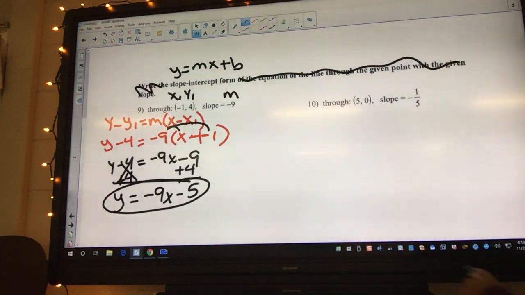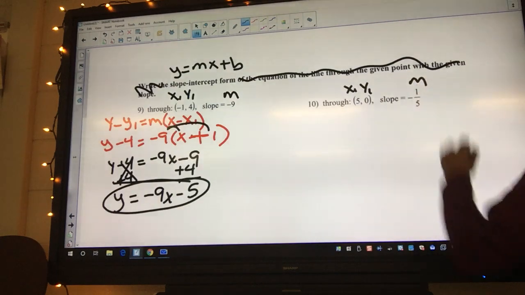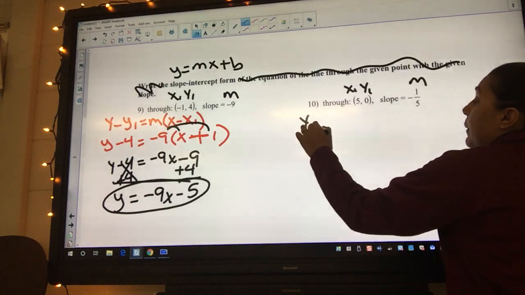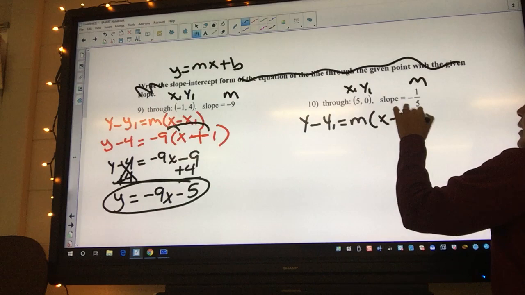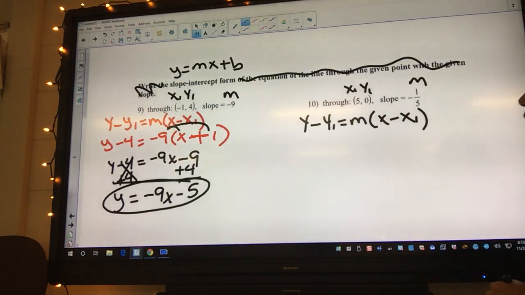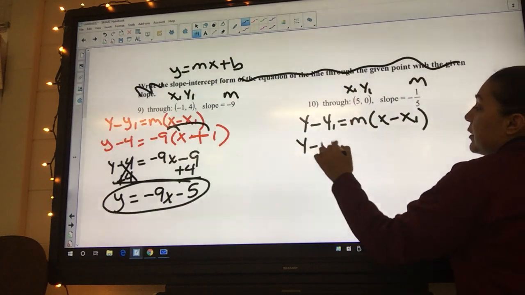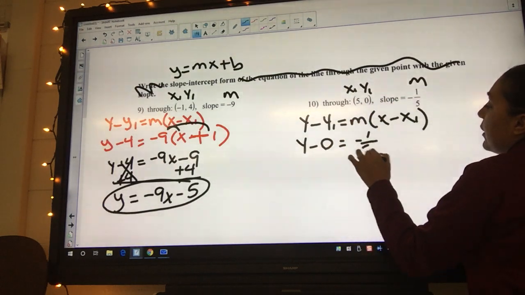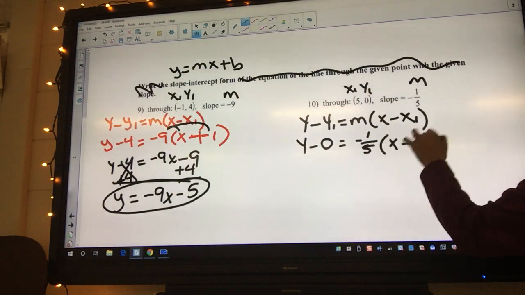Okay, number 10. We have a point and we have a slope, and that's in the title, so we're going to use point slope. So I got y minus y1 equals m times x minus x1. So I got y minus my y1, which is 0, equals m, which is negative 1/5, times x minus my x1, which is 5.